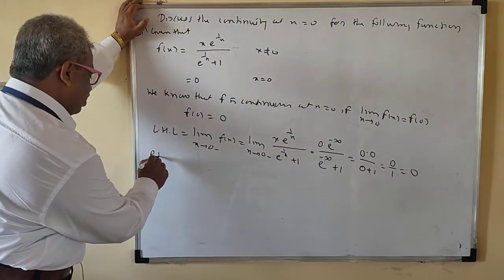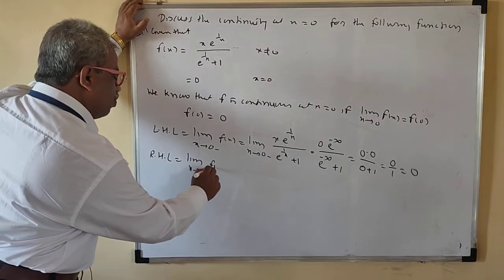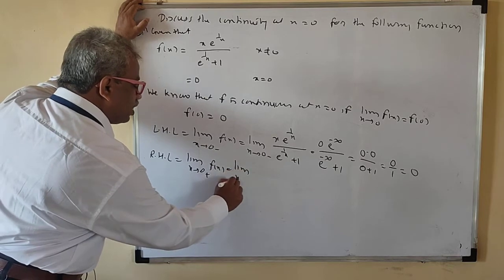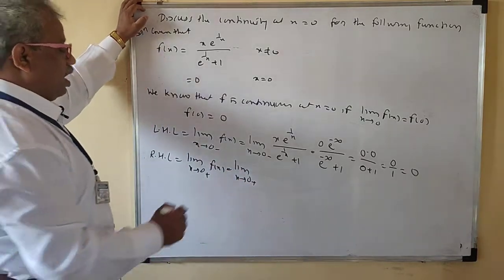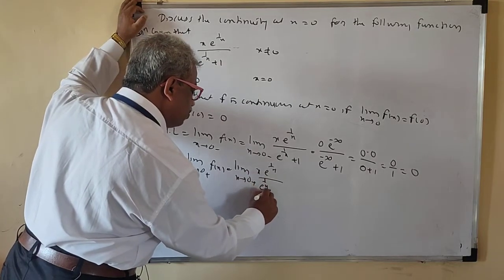Now what about the right hand limit? Right hand limit, limit x tends to 0 plus f of x. So limit x tends to 0 plus x e raised to 1 by x upon e raised to 1 by x plus 1.